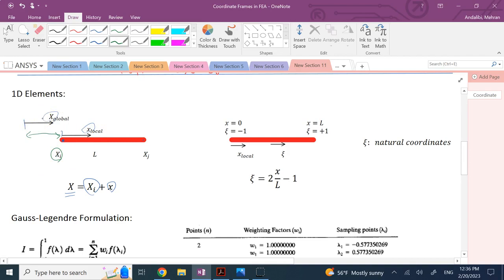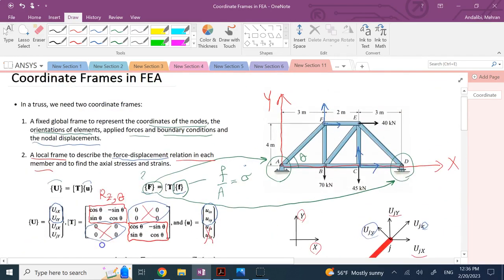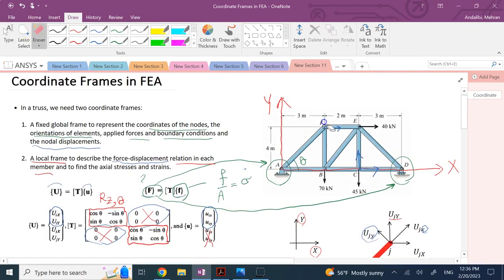X global. Very simple. Now, if I go back to the truss example for one second, where are these local frames here, right? Where can I find these local frames? Let me show you some of those before we move on.